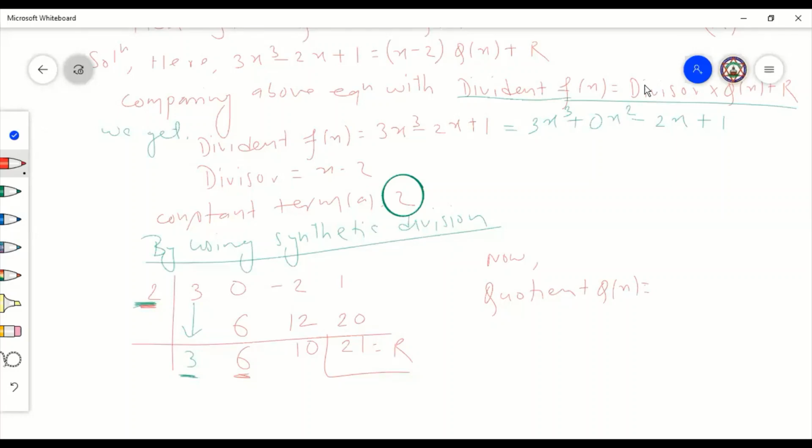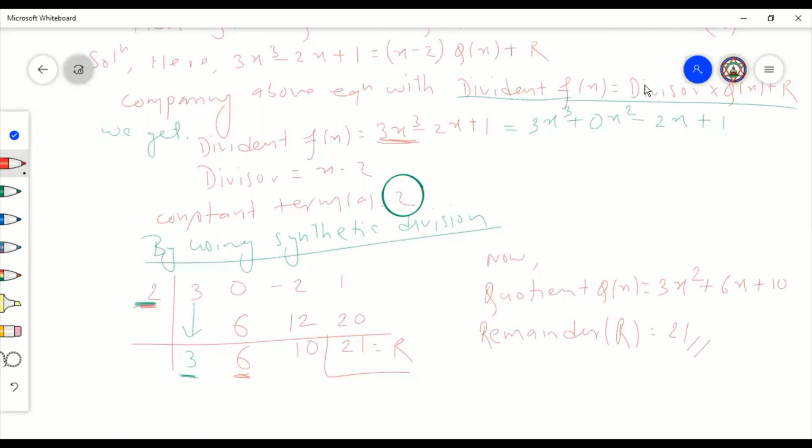The variable power starts from the cube, so we have to reduce the power by one and start from the square. So we write 3x square plus 6x plus 8. This is the quotient. And our remainder R will be 21. Like that, by using synthetic division, we can find the quotient as well as the remainder.